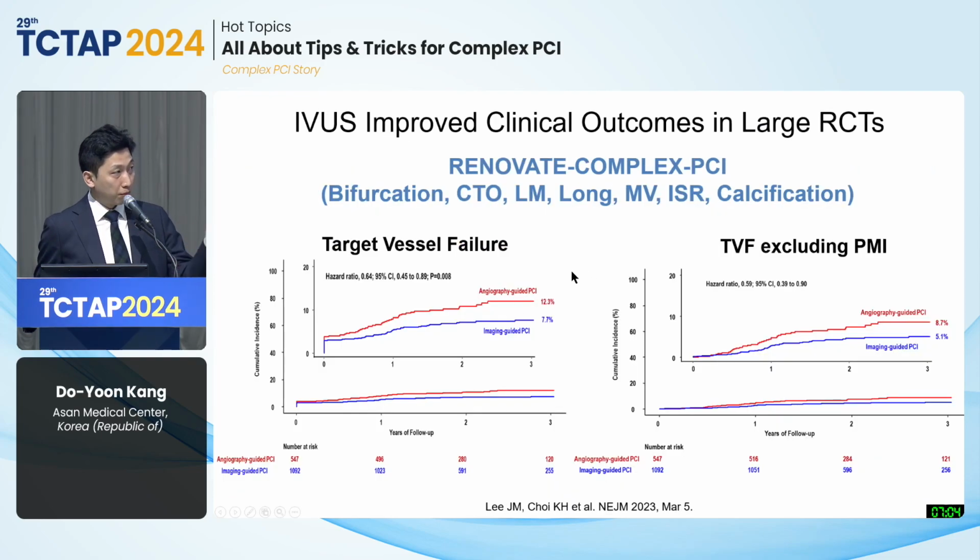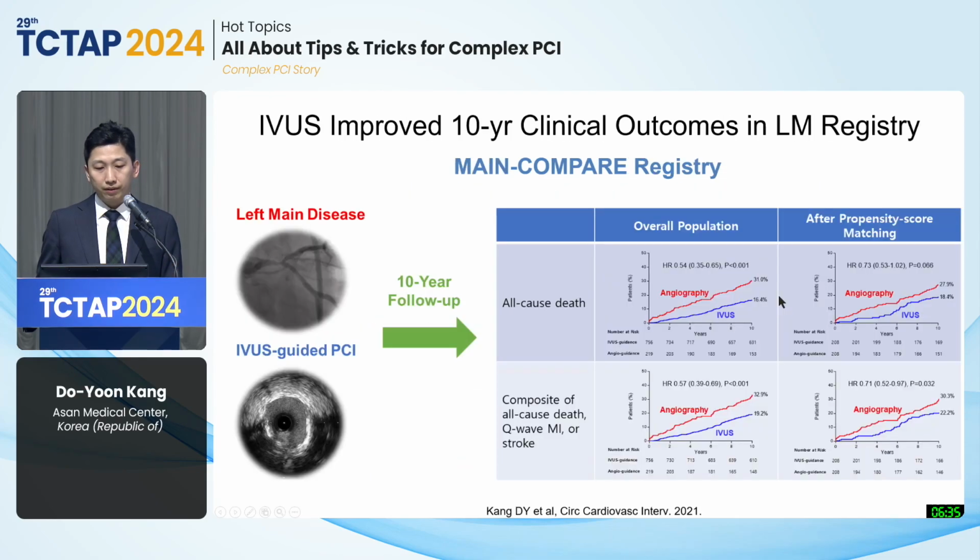And recently, Professor Hahn published a very big and important paper on complex PCI that enrolled patients with bifurcation, CTO, left main, long lesions, multivessel, ISR, and calcification PCI. It showed clear benefit in target vessel failure, and target vessel failure excluding periprocedural MI also showed a benefit of over 30% when intravascular imaging was used compared to angiography-only PCI.